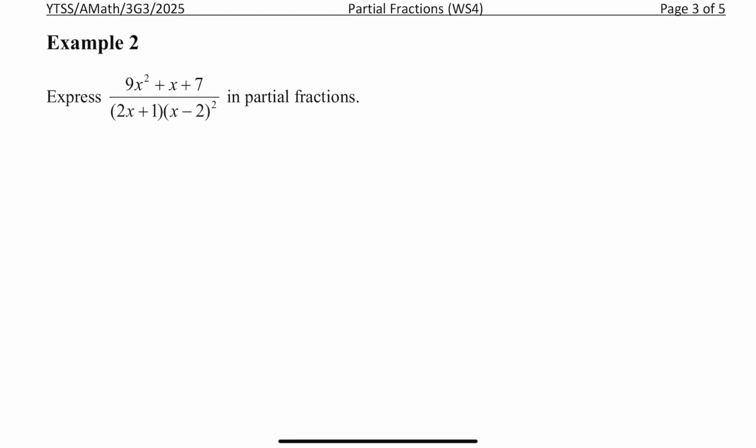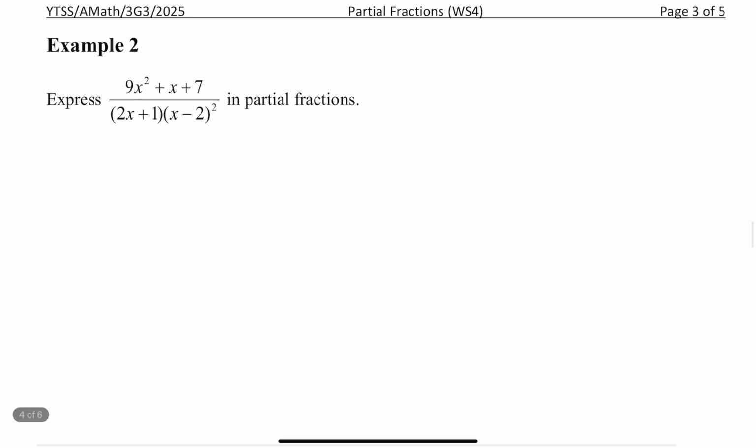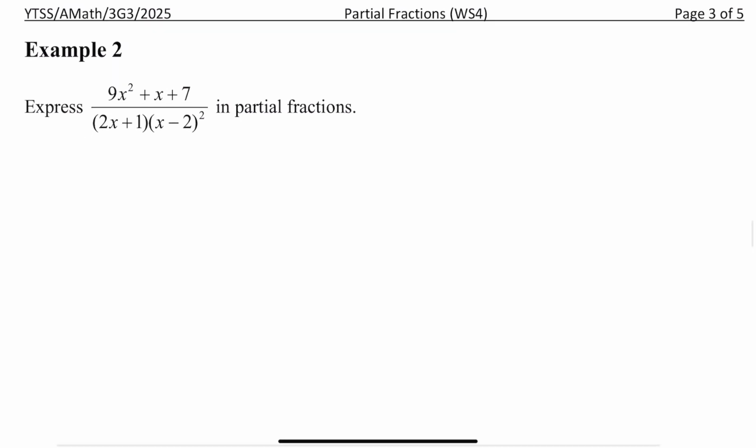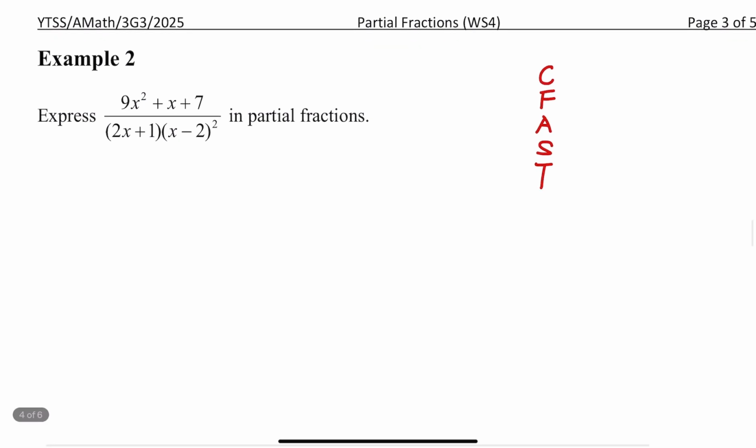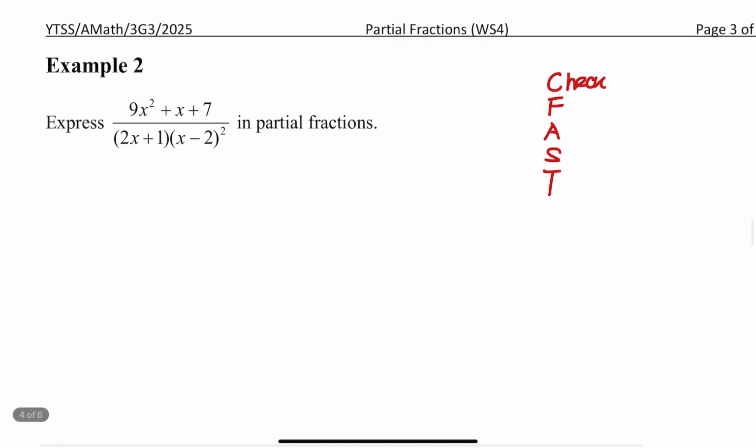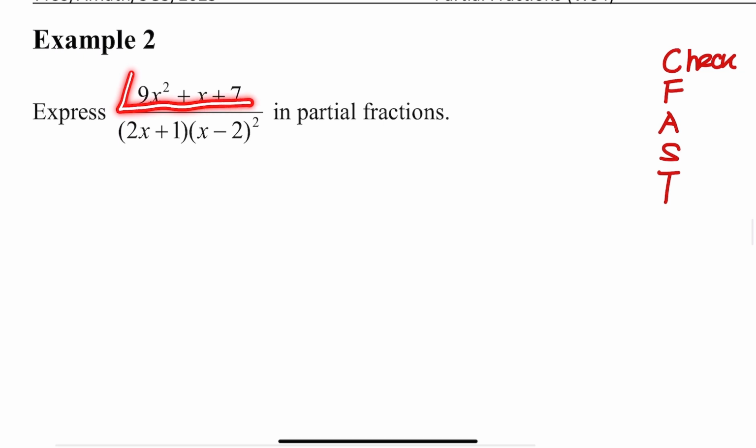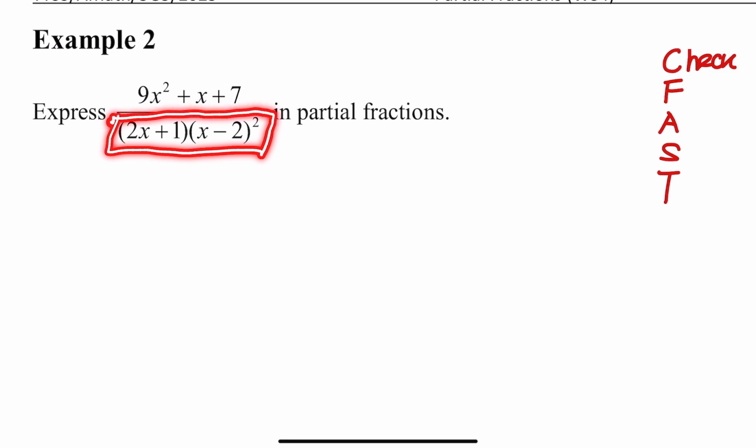So over here, example 2, we can write all the steps again so it helps you remember. See fast. Okay. C stands for check. Check whether it's improper or proper fraction. So I look at this fraction again. The numerator degree is 2. Denominator, if you were to expand out everything, you'll notice that the degree of the denominator is 3. Okay, the highest power of x will be equal to 3 if I were to expand out everything.